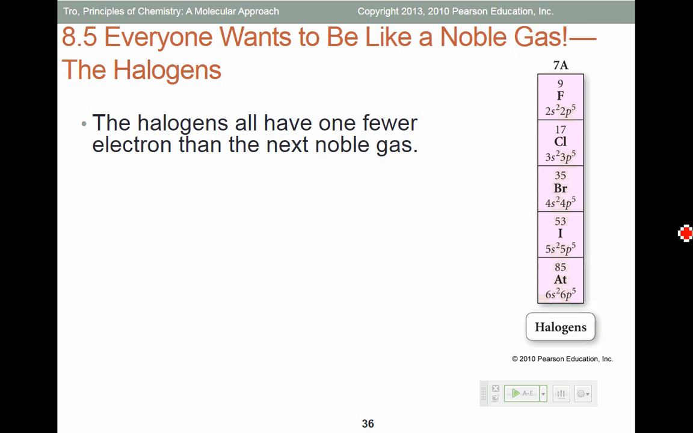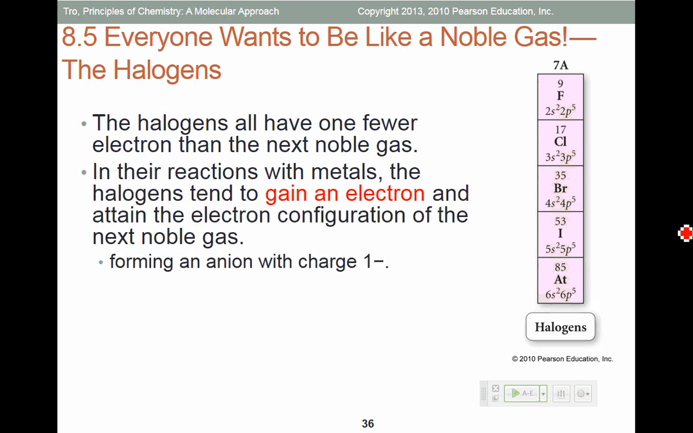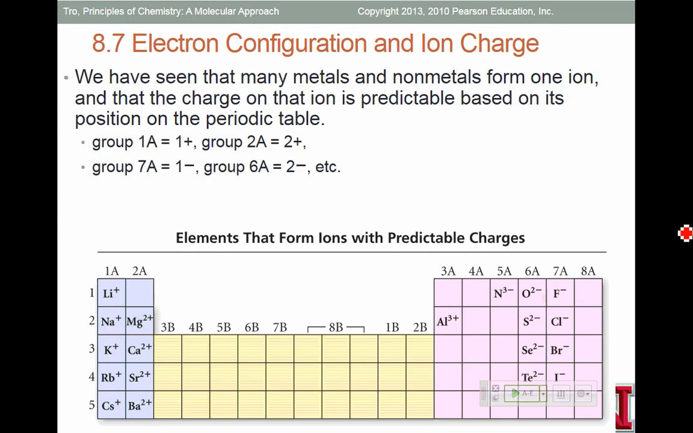So the goal of forming those ions is to look like the noble gas and to have 8 electrons in its octet. So all of these accept an electron so that it looks like the noble gas right next to it. So when we look at the periodic table and learn the charges, magnesium, calcium, strontium, barium give up 2 electrons so they can look like the noble gas before them.